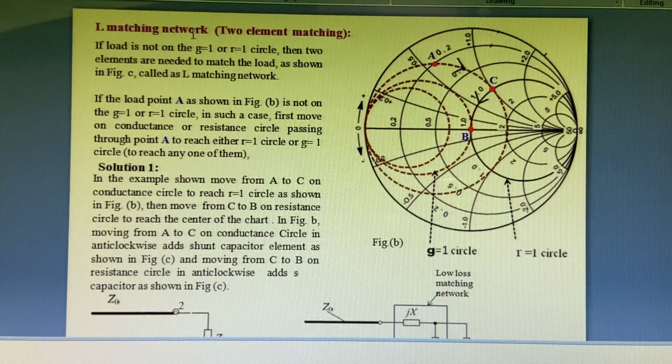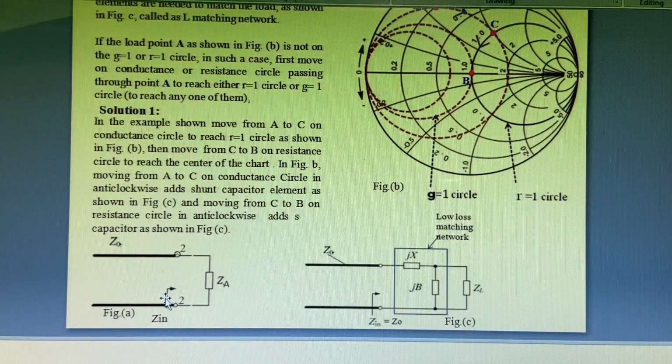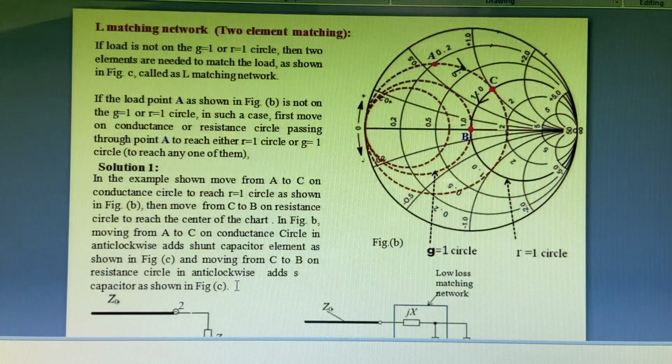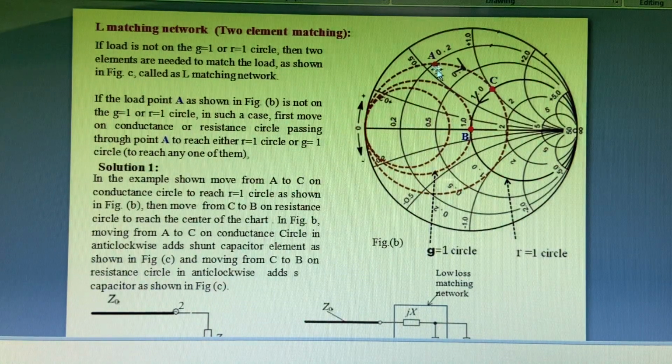There is an L matching network, or two element matching. If the point is not on the R is equal to one circle or G is equal to one circle, then we have to go for two element matching. Two elements are needed to match the load. For example, consider a circuit where a load impedance ZA is connected. This ZA is marked on the Smith chart as shown in this figure.